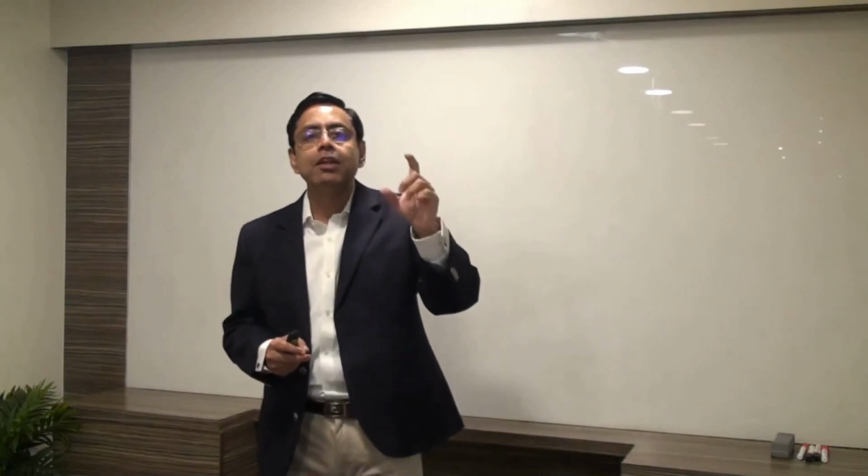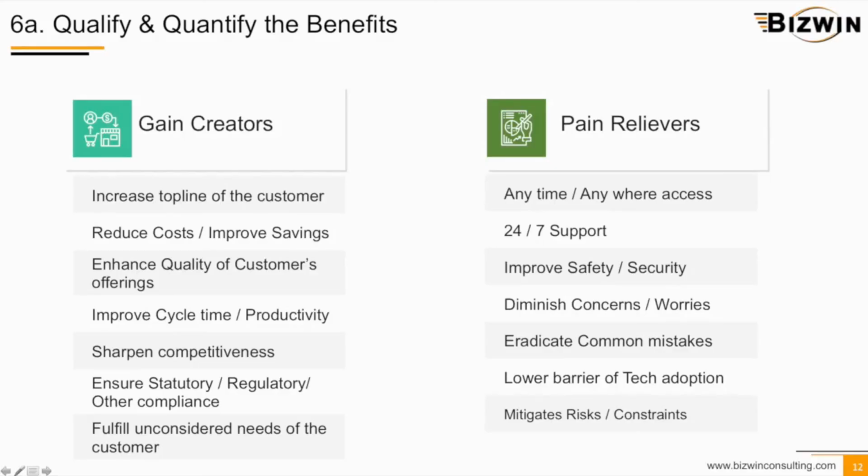Based on Bizwin's research, with our 250 man years of collective experience and wisdom, we have done extensive research and found that there are many gain areas which a B2B decision maker considers while making a purchase decision, but we have enlisted the 7 most popular and common ones which come into play. Which are those? Number 1 is increased top line, meaning, hey vendor, I will buy your product or service if it helps me increase my top line. Number 2, if it helps me reduce my cost or improve my savings.